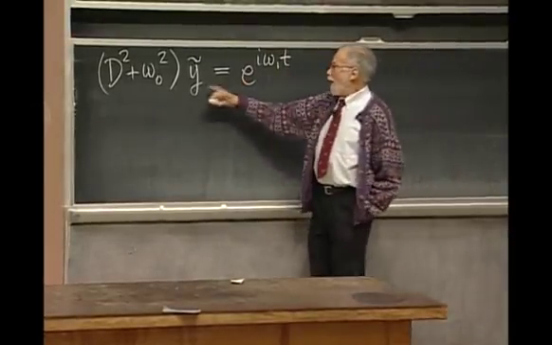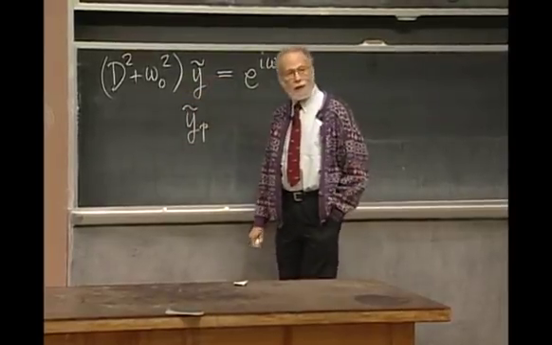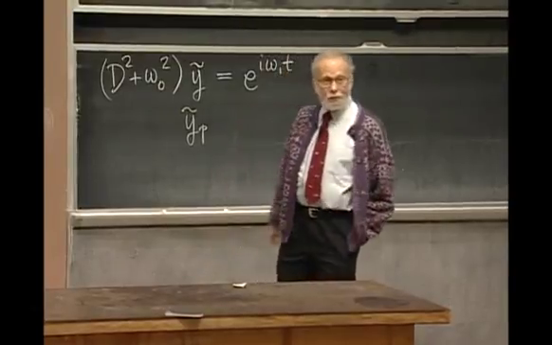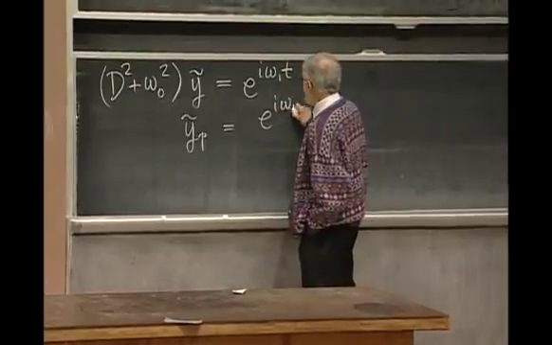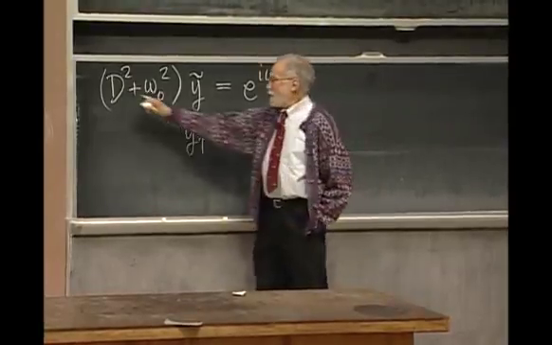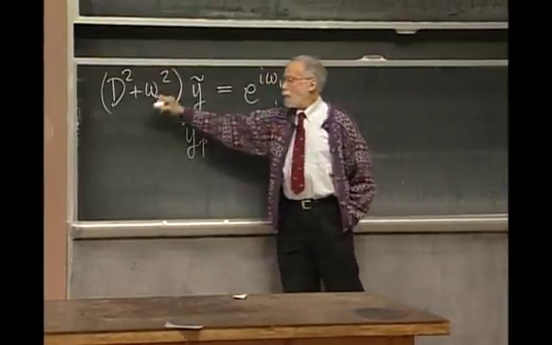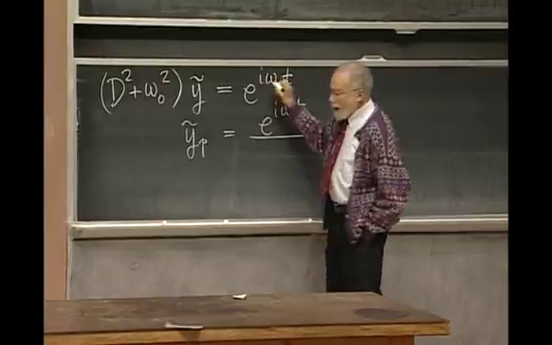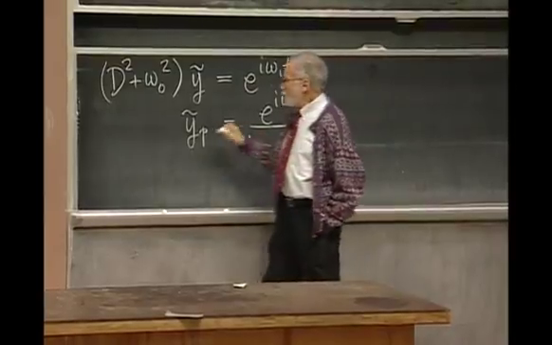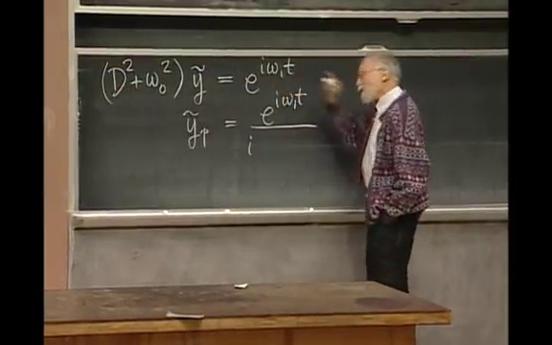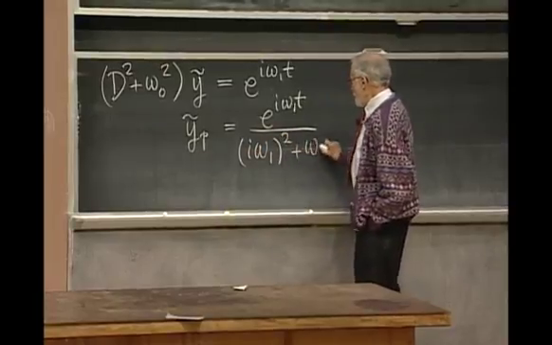Okay, so now, without further ado, the problem has been solved once and for all by using the substitution rule. I did that for you on Monday. The answer is simply e to the i omega 1 t divided by what? This polynomial with i omega 1, the complex coefficient of t, substituted in for D. So you get i omega 1 squared plus omega naught squared.